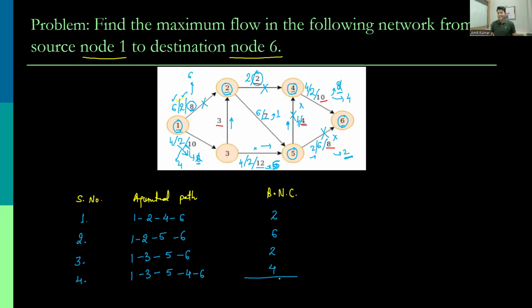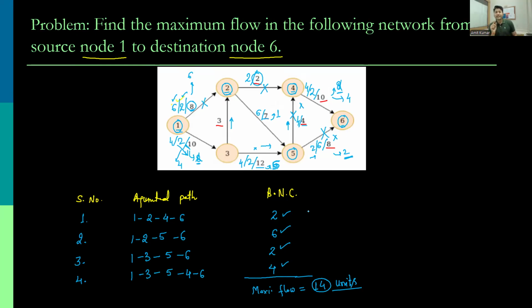Now, what will be the maximum flow in this problem? As we discussed, the maximum flow is the sum of all the bottleneck capacities. So what is the sum? 2 plus 6 plus 2 plus 4. 8 to 10, 14. So 14 units. So the maximum flow in this graph by Ford-Fulkerson algorithm is 14 units. I hope you understand it.